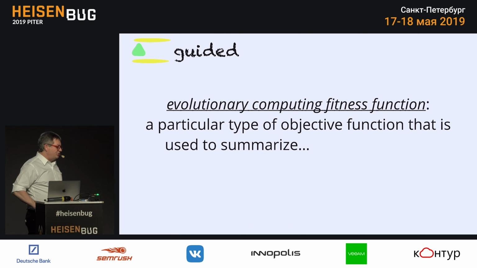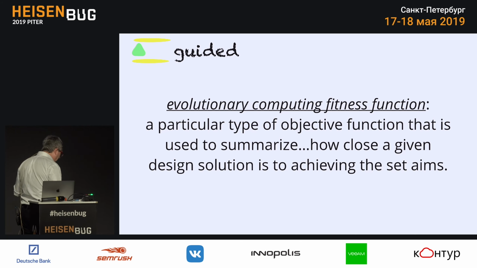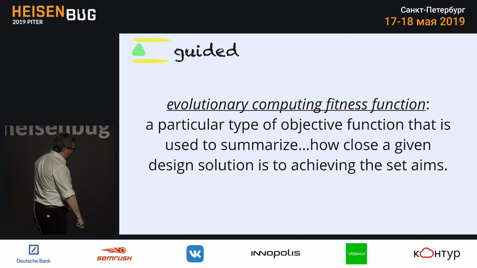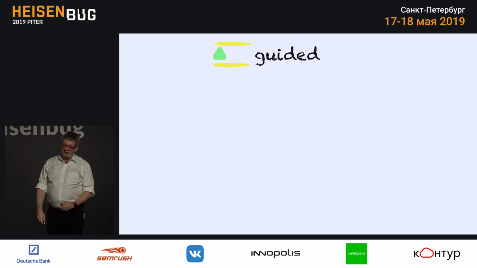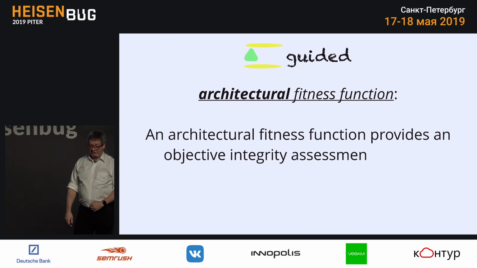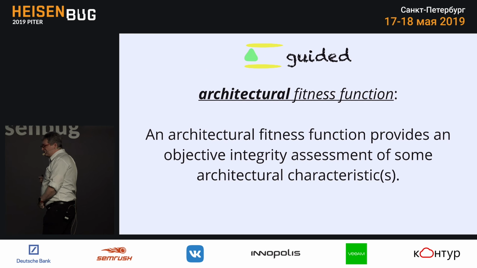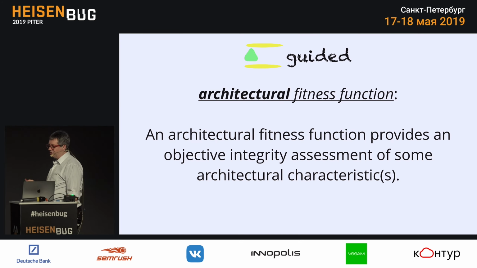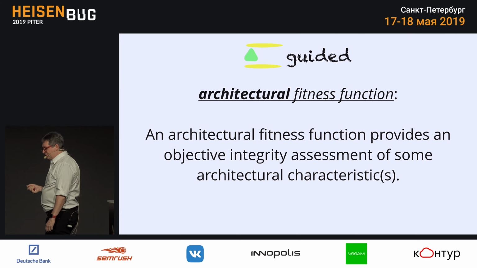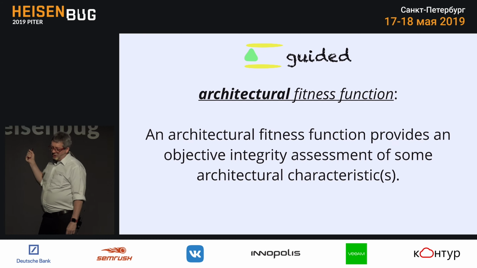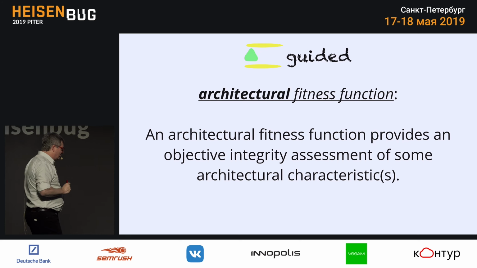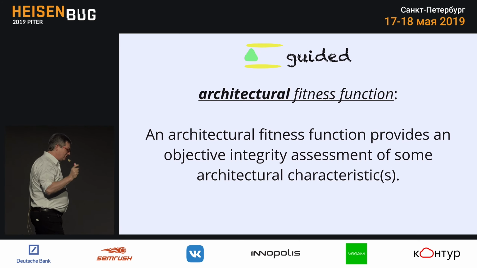What we've done in the evolutionary architecture book is taken this definition from evolutionary computing and applied it to software architecture and created this concept that we call an architectural fitness function. This is any mechanism that provides an objective integrity assessment of some architectural characteristic or combination of architectural characteristics. And I'll show you lots of examples of these things in just a bit. One of the main things here, and one of the main takeaways for you this morning, is this objective definition for things.